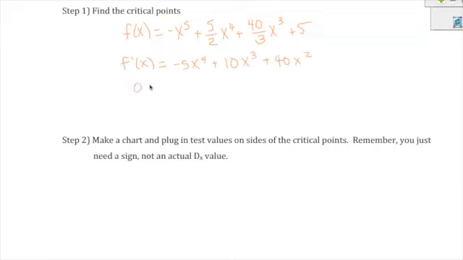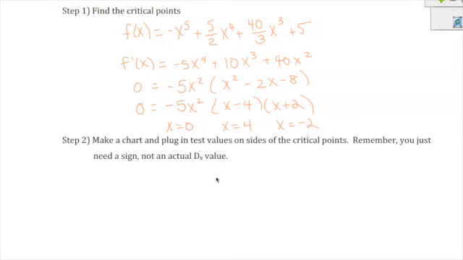And we want to know where this is equal to 0. So I'm going to take out a GCF. What can I take out? I'm going to take out negative 5x squared. I like the first term to be positive. x squared minus 2x minus 8. This is factorable. So this would be x minus 4, x plus 2. So I just found all my critical points. So my critical points can happen at 0, 4, or negative 2.